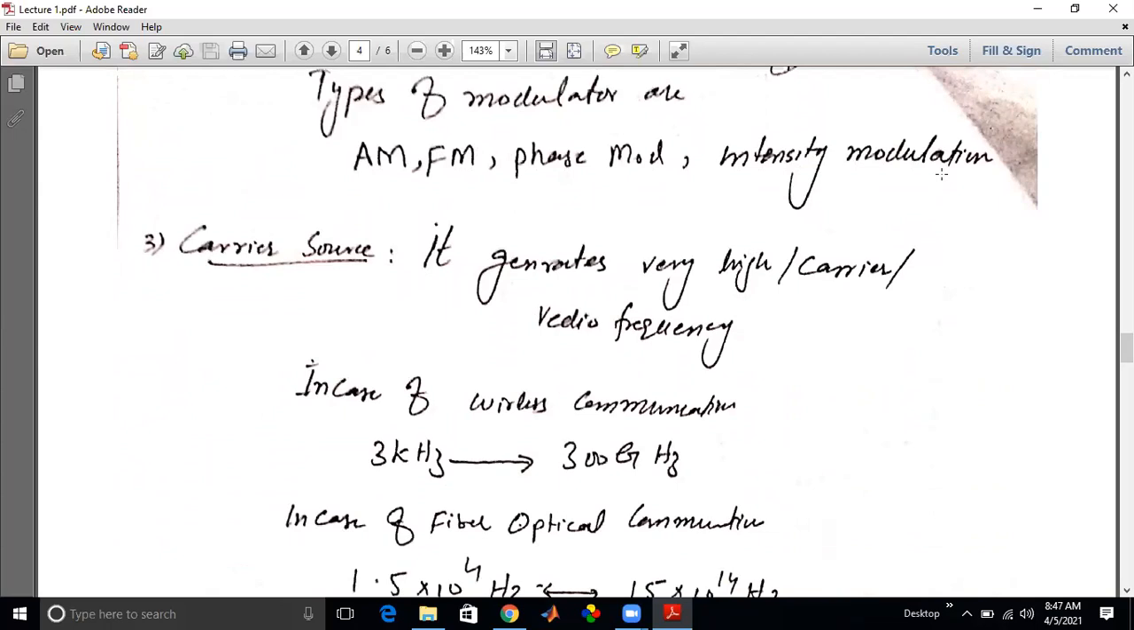So there is a third block in the communication system, which is the carrier source. The carrier source generates a very high carrier frequency, and this frequency signal will carry our message signal over a large area, for a large distance. So it will generate a very high carrier, meaning radio frequency. Sorry, this is radio frequency.